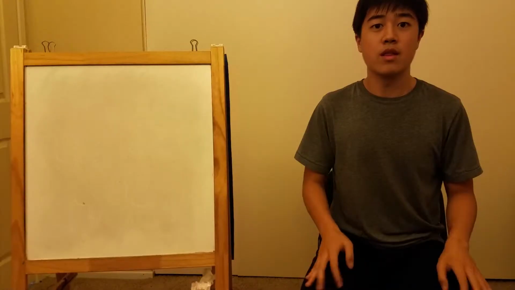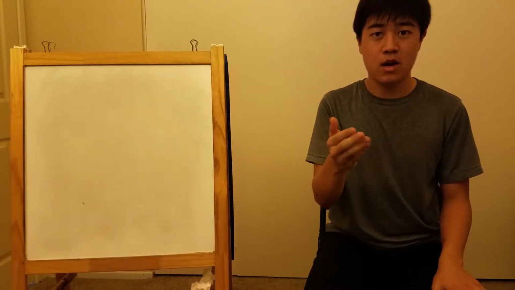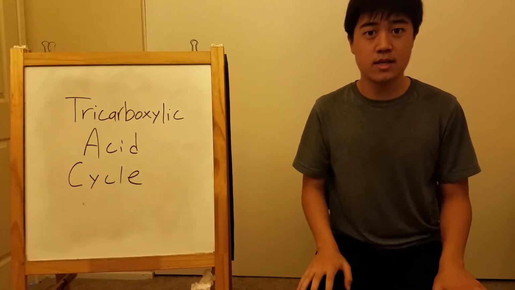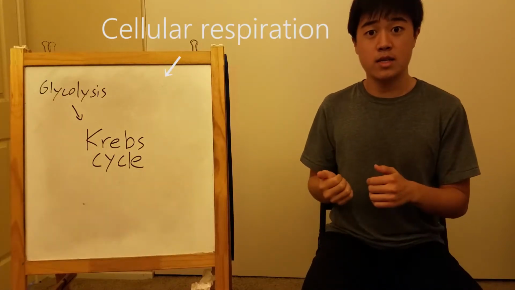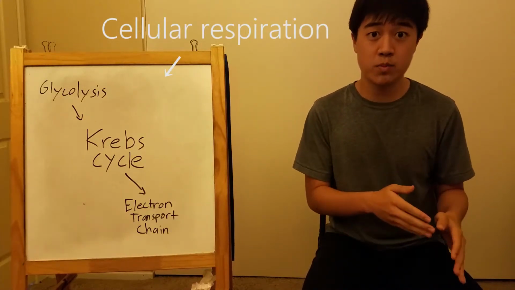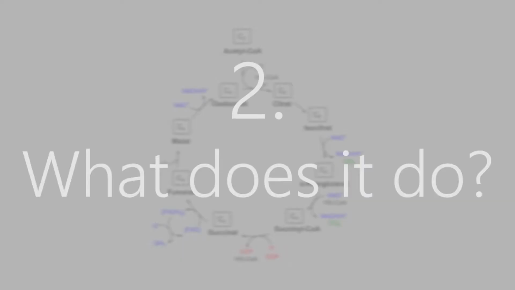Number 1. What is it? The Krebs Cycle, also known as the tricarboxylic acid cycle, is the second step in cellular respiration, following glycolysis and preceding the electron transport chain. It takes place in the mitochondria. The powerhouse of the cell.